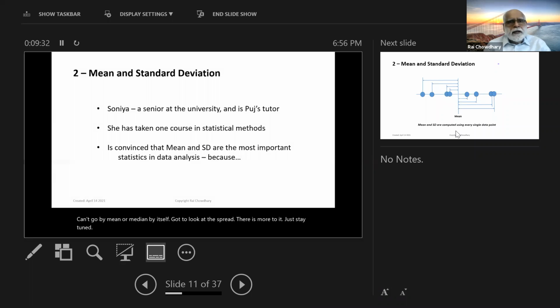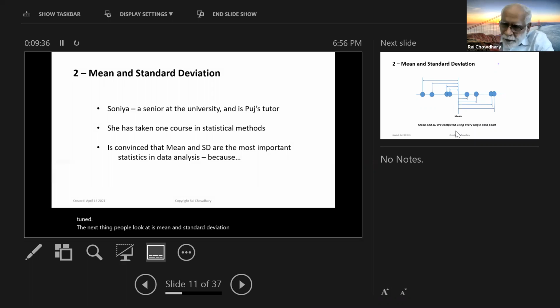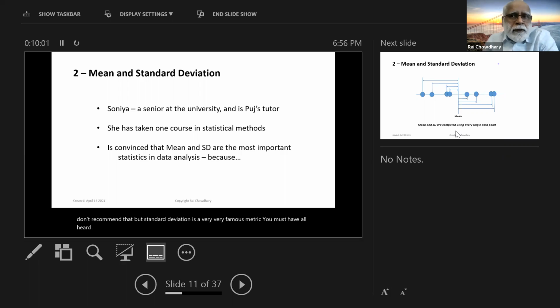The next thing people look at is mean and standard deviation. Okay, fine. We learned that the spread is important. Nothing wrong with that. Spread is important. But now how do you measure spread? So you can measure spreads in different ways. You can look at the range, max minus min, standard deviation. Sometimes people will look at the deviation from the median. I don't recommend that, but standard deviation is a very, very famous metric. You must have all heard about it, that people look at. So what do they think? What do they see here?